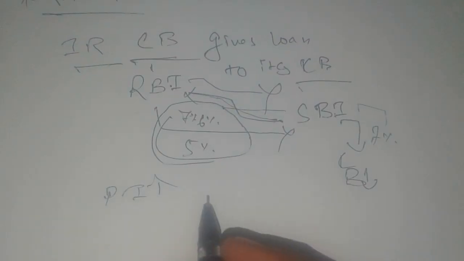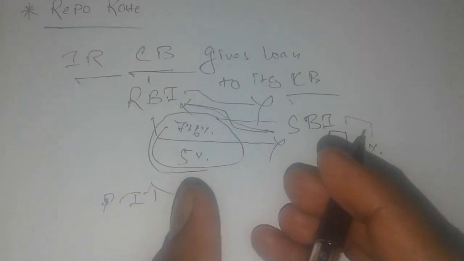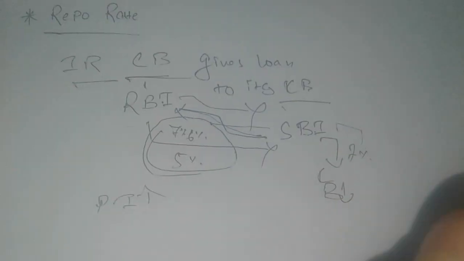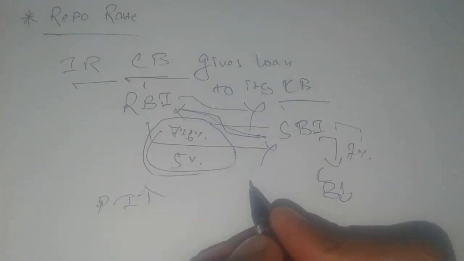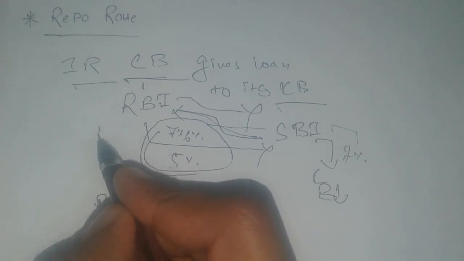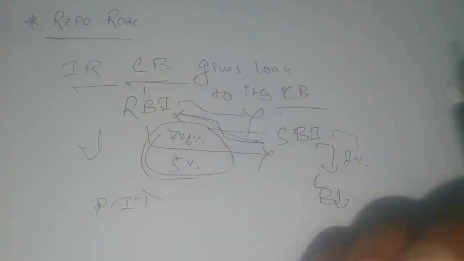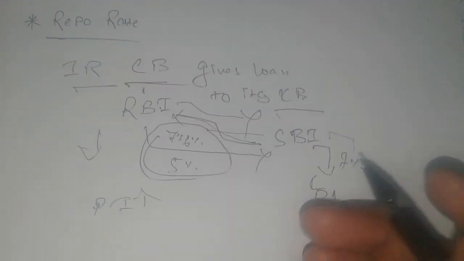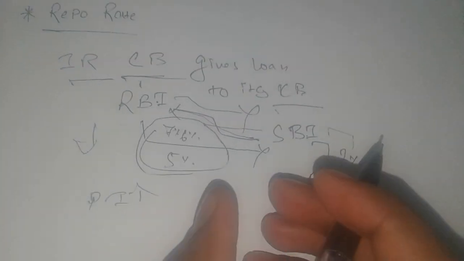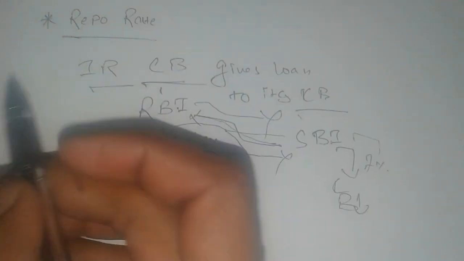Then how does it affect? It affects because people will borrow less, then they will spend less. Their expenditure will also decrease. And in the same way, when the government decreases the repo rate, then SBI or any commercial banks will lend more, and the circulation of money in the economy will also increase. In this way, the government regulates its monetary policies by way of the repo rate.